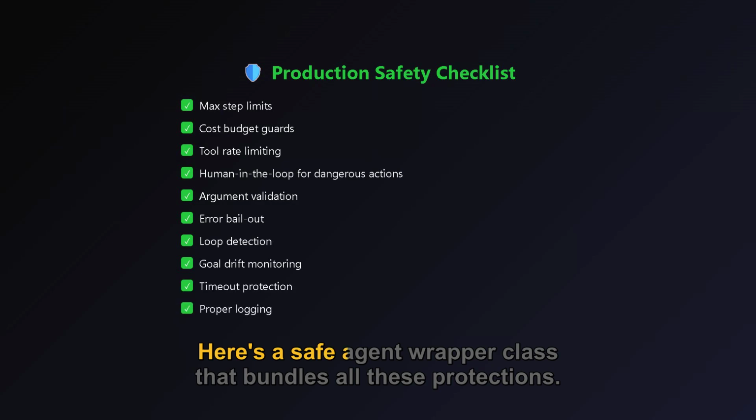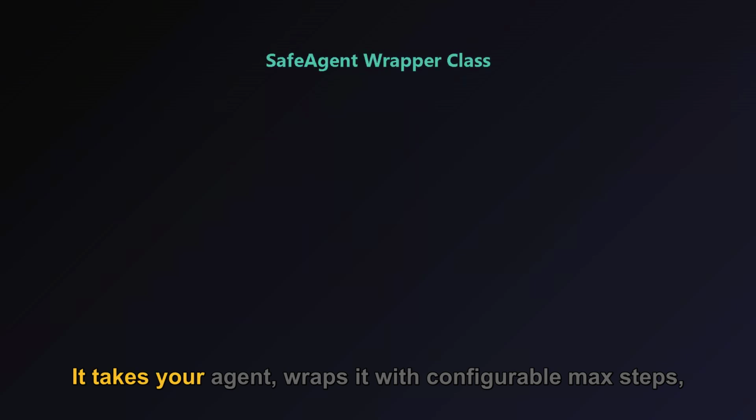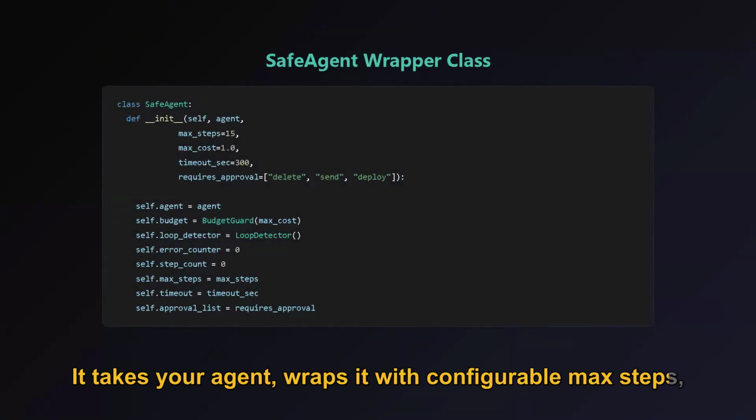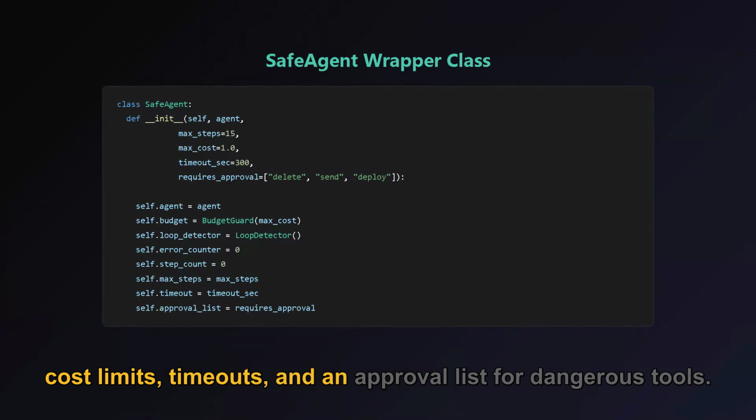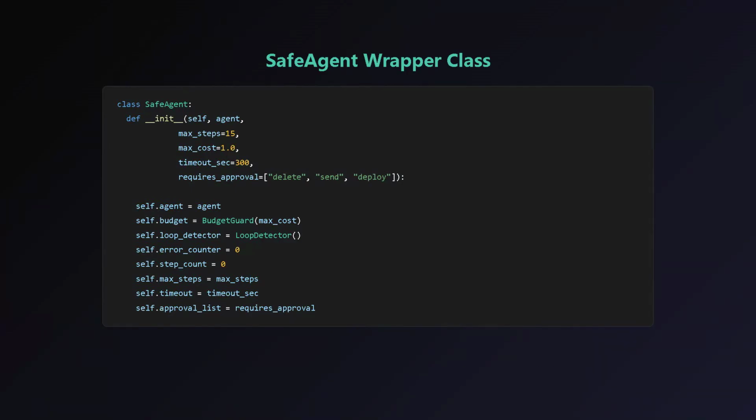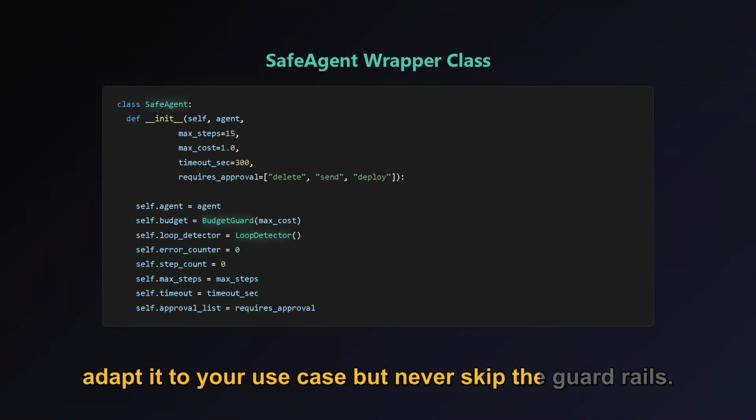Here's a SafeAgent wrapper class that bundles all these protections. It takes your agent, wraps it with configurable max steps, cost limits, timeouts, and an approval list for dangerous tools. This is your starting template. Adapt it to your use case, but never skip the guardrails.